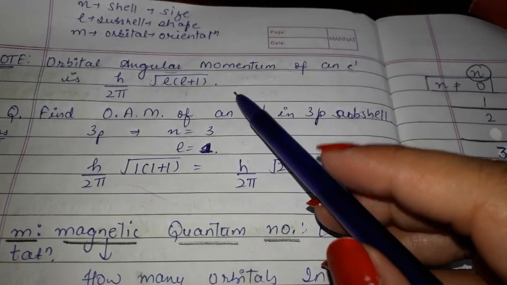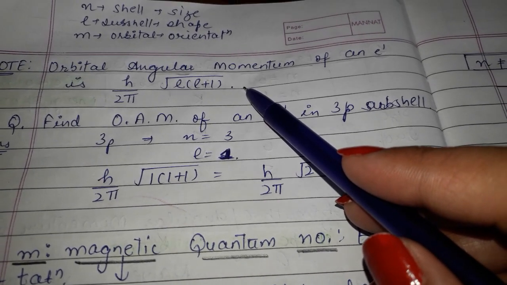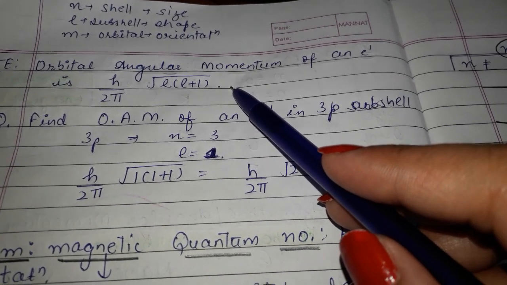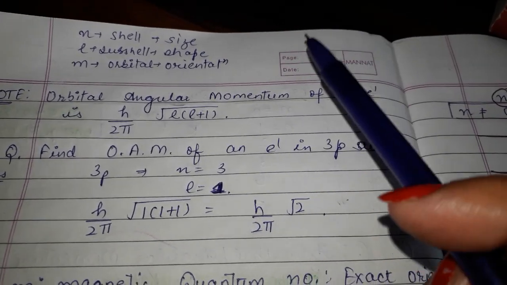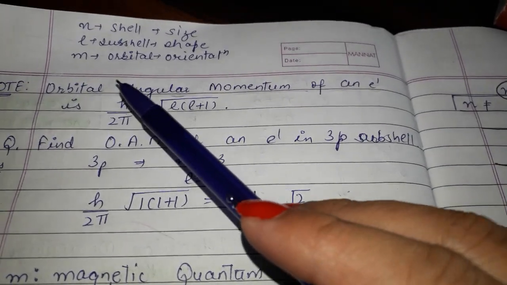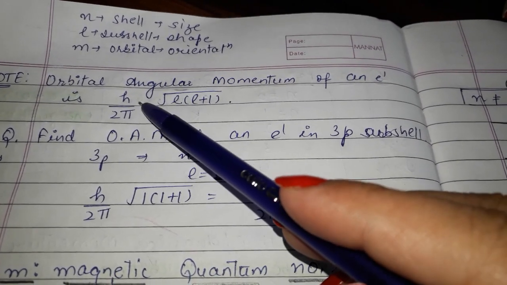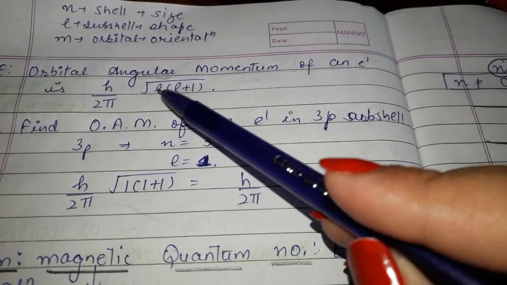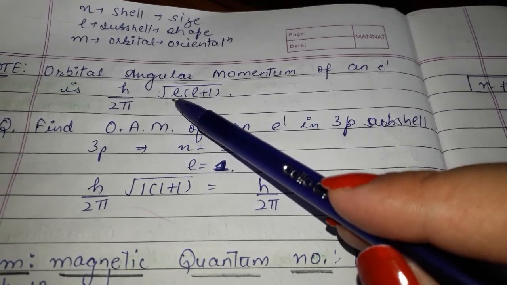Now, there is a formula related to the azimuthal quantum number. The orbital angular momentum of an electron is h upon 2 pi, where h is Planck's constant, times the square root of L(L plus 1), where L is the azimuthal or angular quantum number.